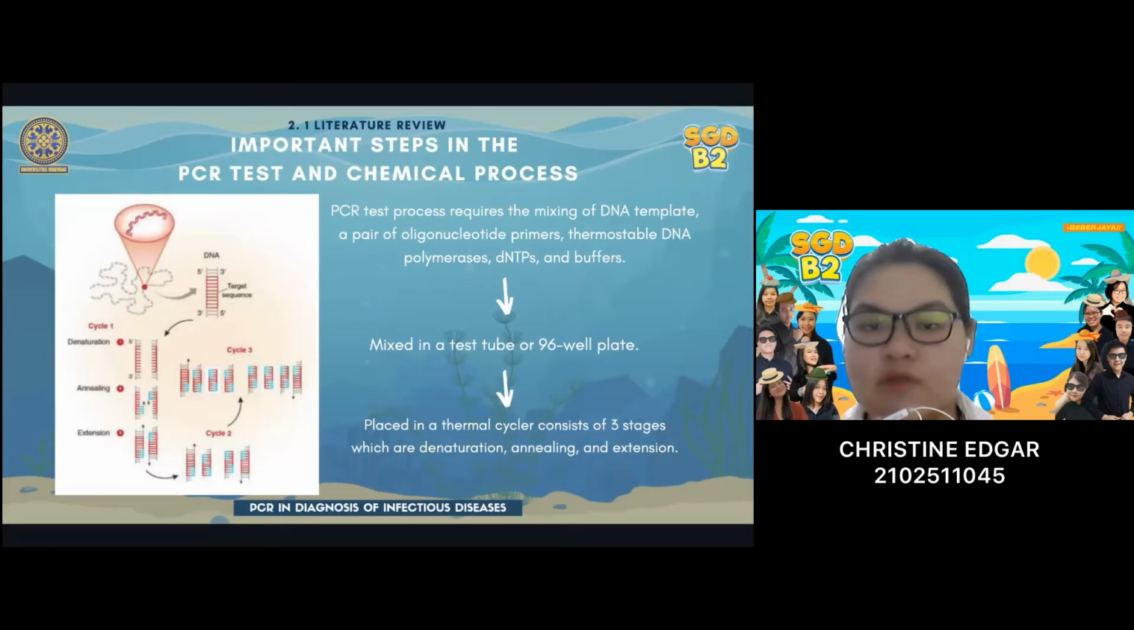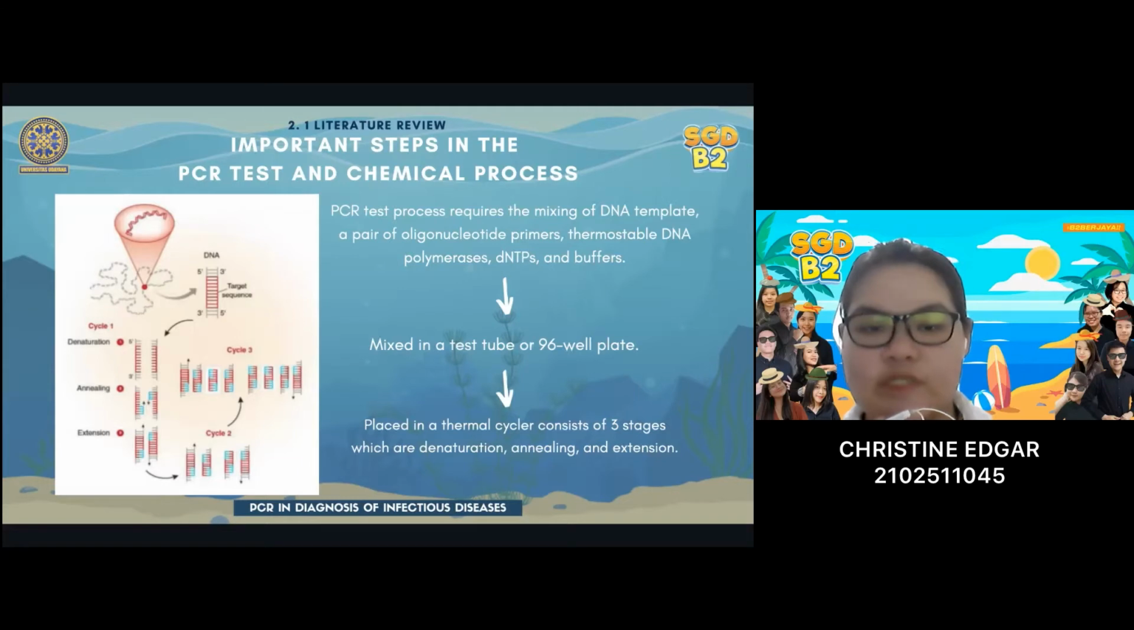This process is called denaturation. Then the temperature is lowered to 5 degrees below the melting temperatures of the primers. These steps allow the primers to attach to its opposite end of the target DNA and complement each other. This whole process is known as annealing.